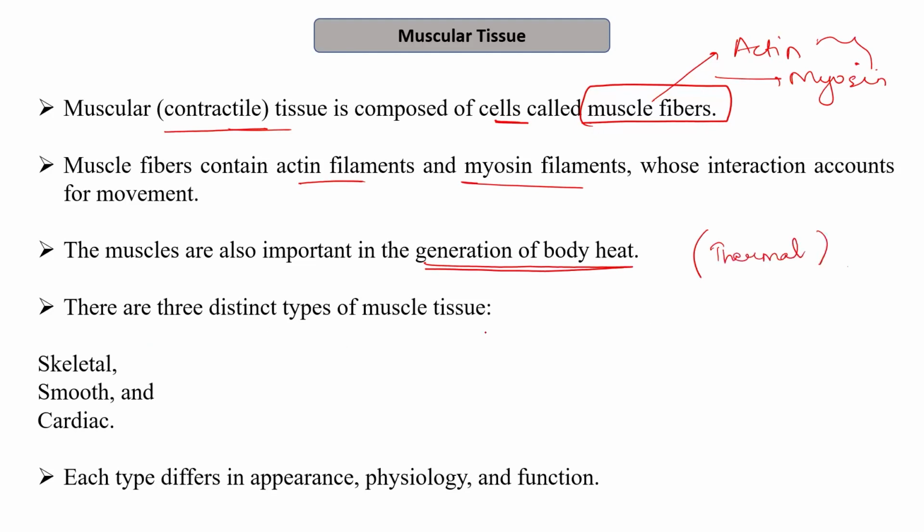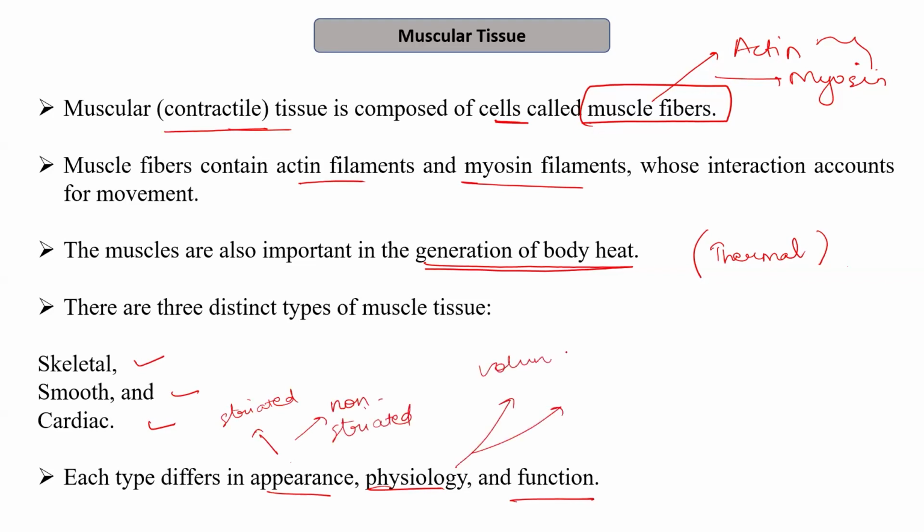There are three distinct types of muscular tissues, as I discussed: skeletal, smooth, and cardiac. Why they are named so, we will see. Each type differs in appearance, physiology and function, and that is why they are named so. Their appearance is different, like they can be striated or non-striated. They may have voluntary function, or they may be involuntary. Based on these, different muscular tissues are classified.